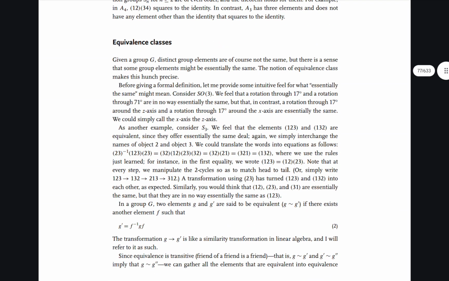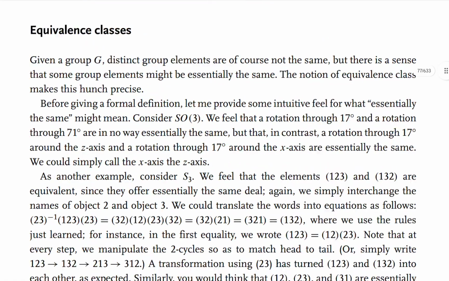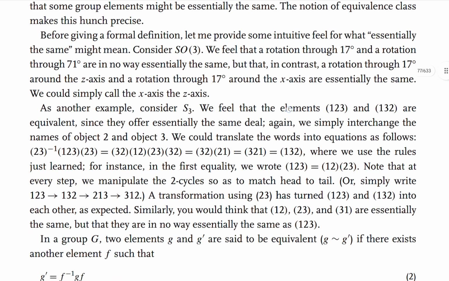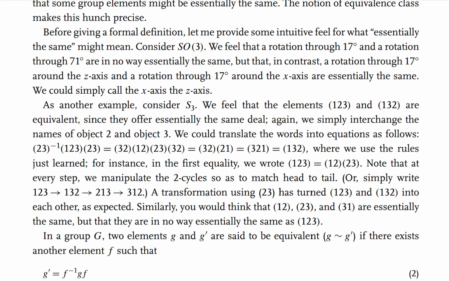So what exactly is a class? We have to go to equivalence class. So they are saying given a group, distinct group elements are of course not the same. Yes, that's why they are distinct. But there is a sense that some group elements might be essentially the same. The notion of equivalence class makes this hunch precise. Okay, let us see what this means. Before giving a formal definition, let me provide some intuitive feel for what essentially the same might mean.